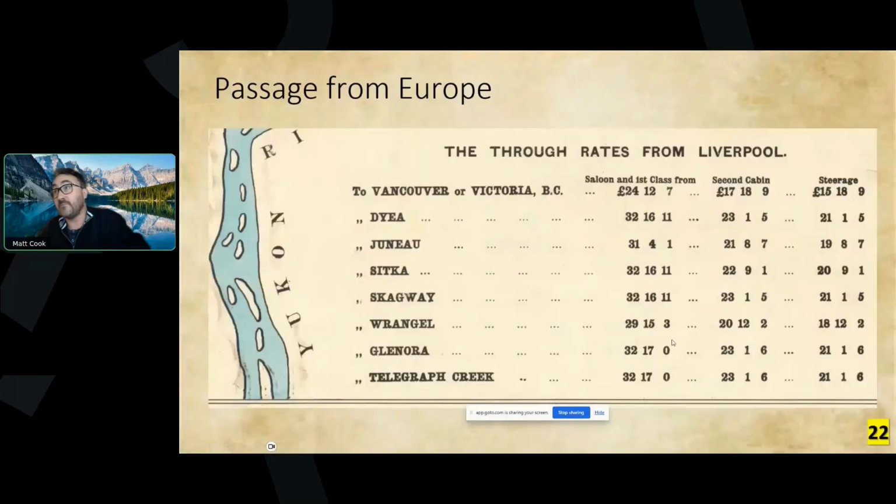You could also get passage from Europe. So with the advent of the telegraph, the message reached Europe very quickly, and they were selling tickets to Vancouver, and so thousands of people passed from Europe across to Canada.